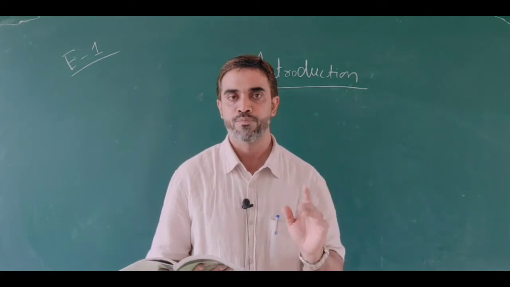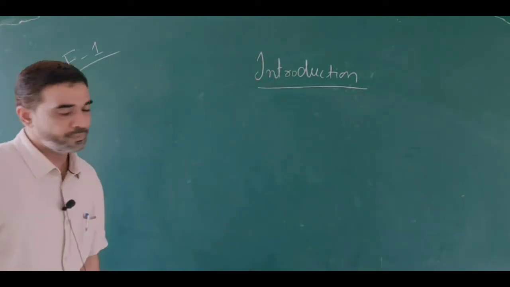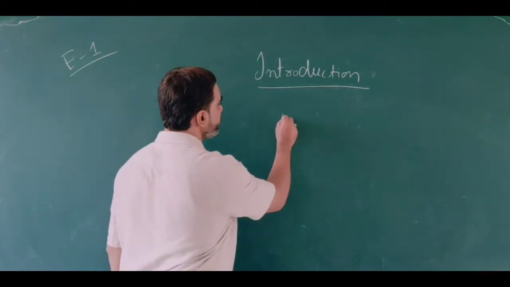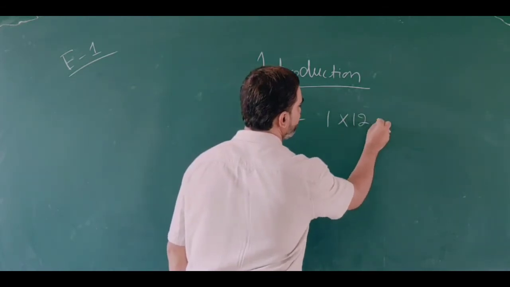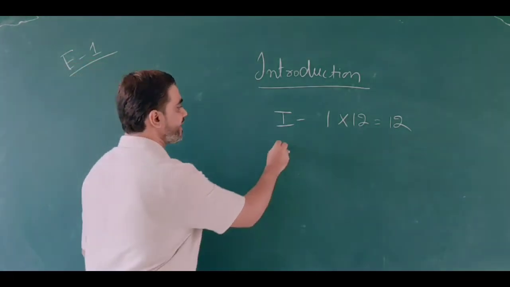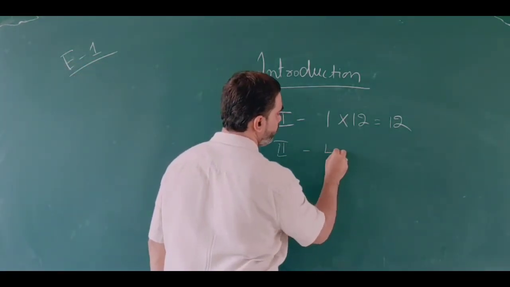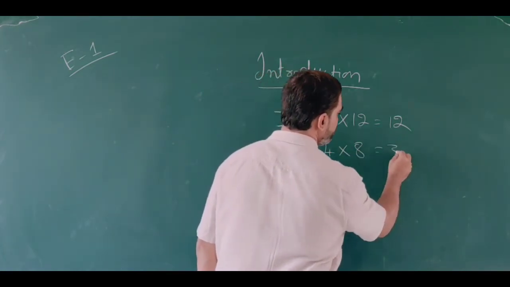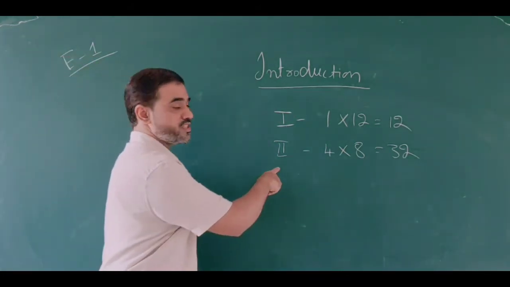Am I clear? So, 12 plus 32. The first main is 1 into 12, that is 12 marks. Second main is actually 4 marks into 8 questions. So, 8 4s are 32. 2 questions are choice here.